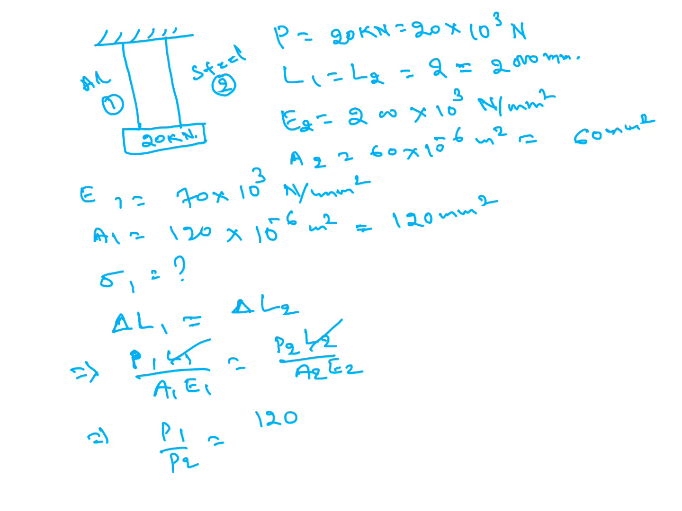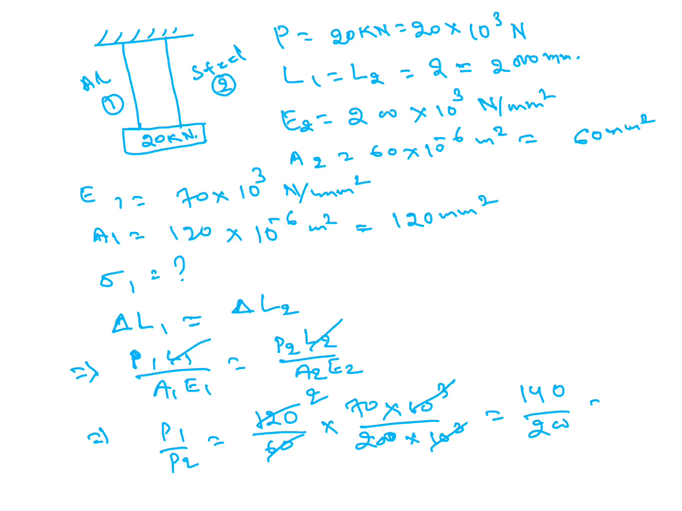120 by 60 into E1 70 into 10 to power 3, also it will cancel, by 200 into 10 to power 3. Then 140 by 200 equal to 0.7. So P1 equal to 0.7 P2.